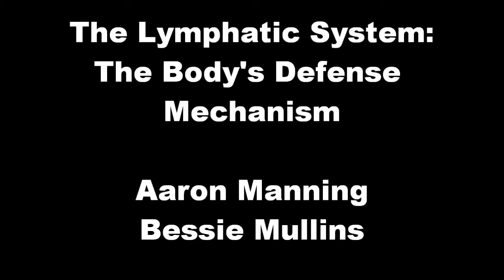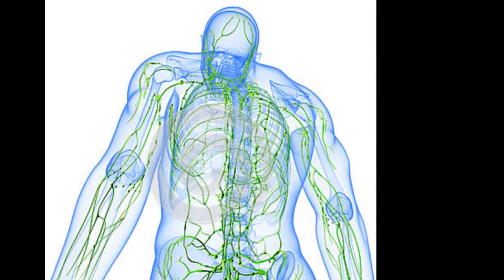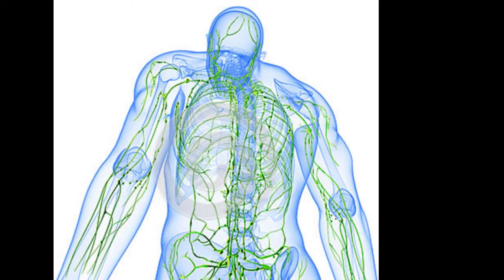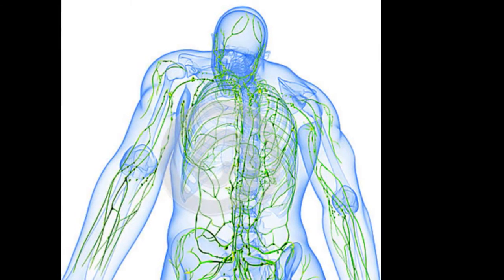Today we'll be discussing the lymphatic system. The lymphatic system can be defined as the body's defense mechanism. What is the lymph system? The lymphatic system is composed of several different structures that play a vital role in the body's ability to remove substances from our blood that may be harmful.